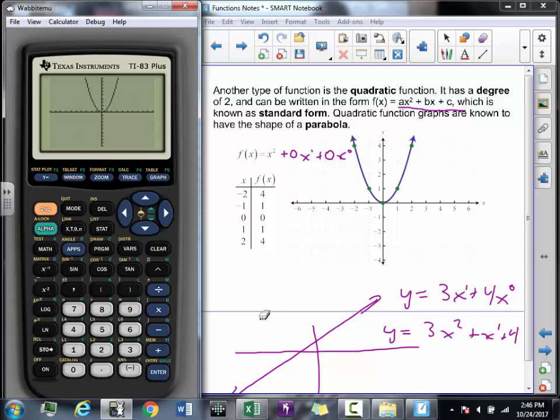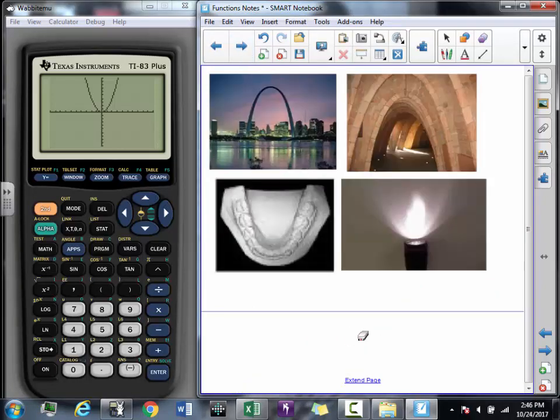And in future slides, actually it looks like those are on my next slide here, I'm going to show you where this sort of shape is really common in everyday life. So maybe just stay on your slide here, but I'm going to show you some pictures. Here are some pictures that I found of how quadratic shapes are actually very common in different places. For example, this is the St. Louis Arch. It has the quadratic shape to it.